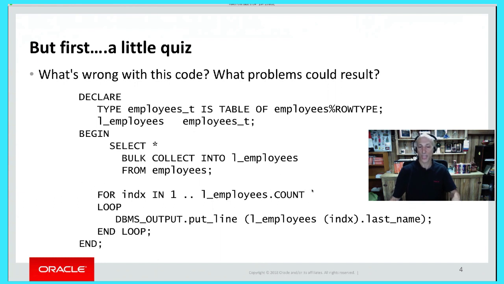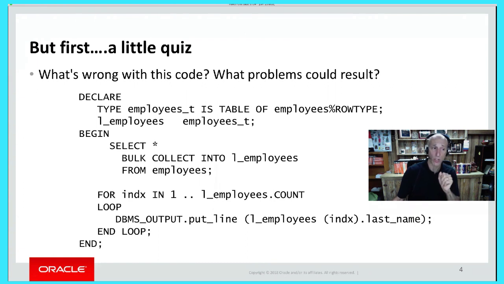Notice referencing one of the methods, which is a function that I attach to the name of the variable. By the way, this was the first introduction of object-oriented syntax into PL SQL back in Oracle 7.3, believe it or not. And then I display the last name of that employee. So what's wrong with this code? What sort of problems could come about with this code?